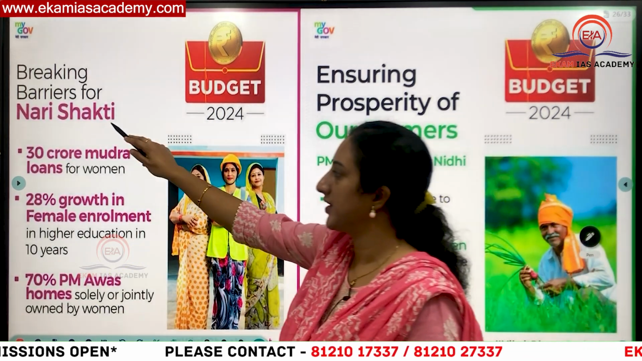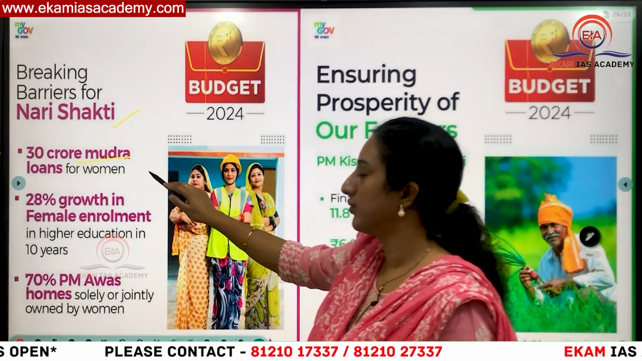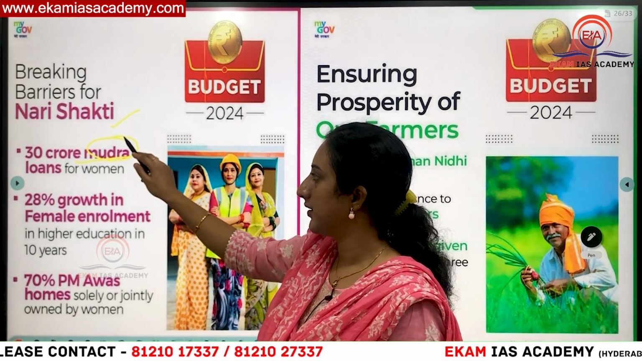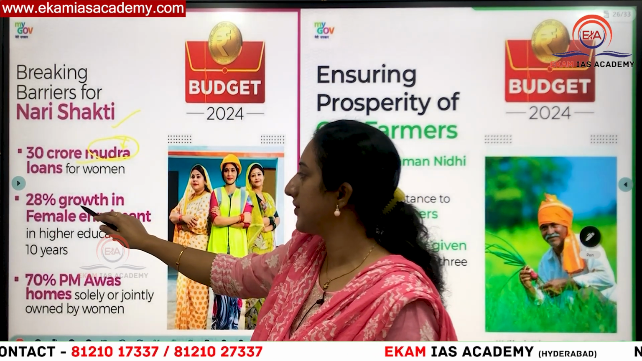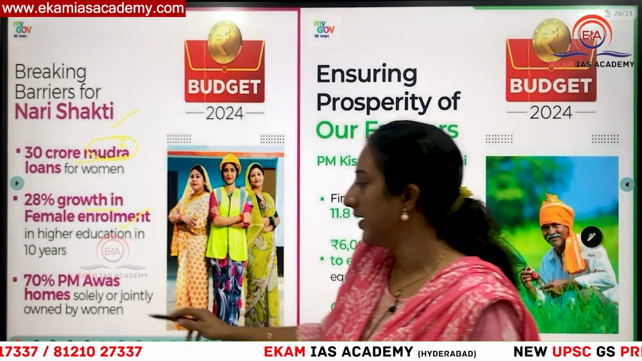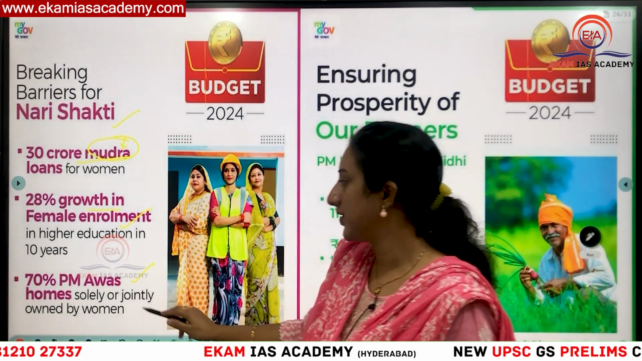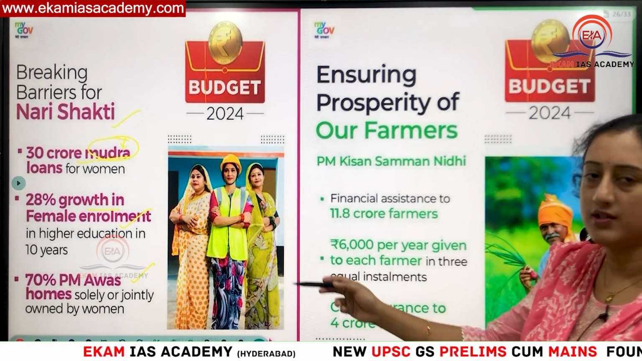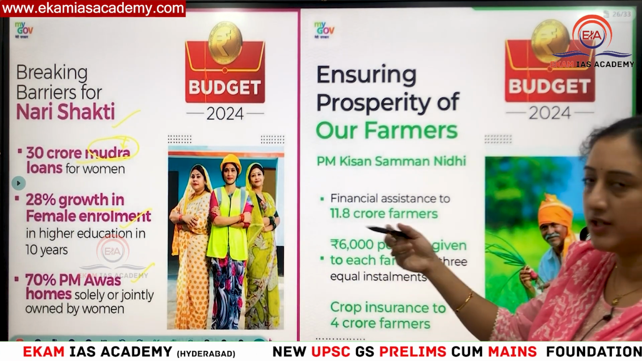And Nari Shakti, you can see almost 30 crore Mudra loans, Mudra being the self-financing program. So this is also getting a boost. And 28% growth in female enrollment in higher education is achieved in the last 10 years. Pradhan Mantri Awas homes are jointly owned or solely owned by women. If they give any homes under this, they are trying to make it under the name of the women.